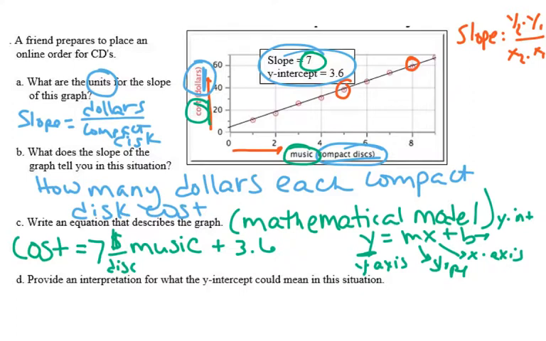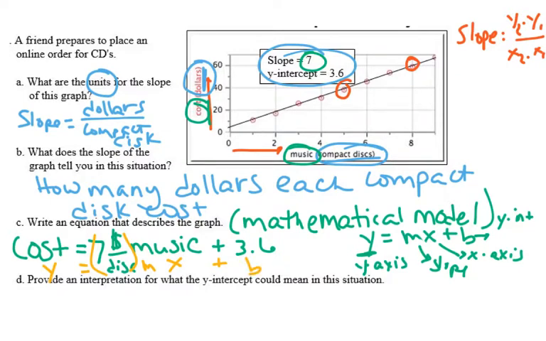So again, to review our mathematical model, if this was algebra, it would say y equals mx, so this being your m, that being your x, plus your b, which is your y-intercept.